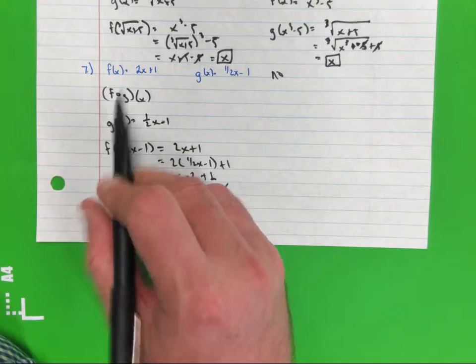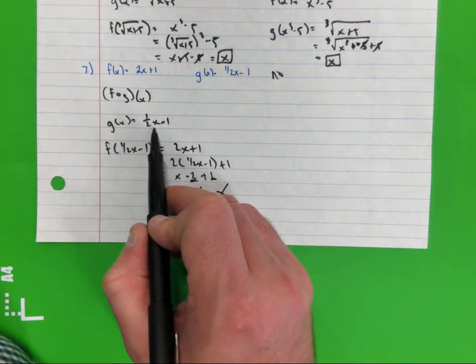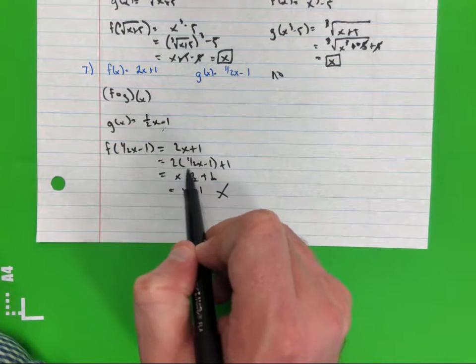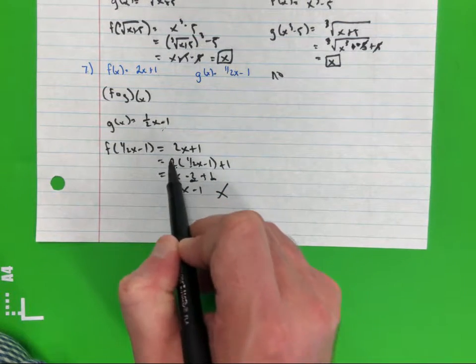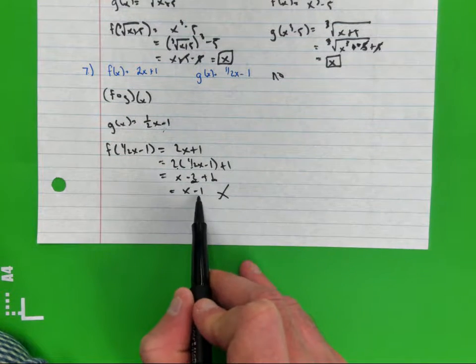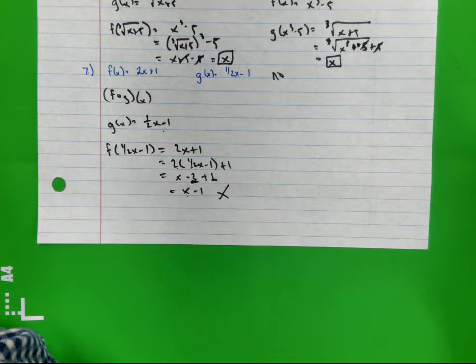Okay, f of g of x, x is closest to g. I'm going to plug that in. I get 1/2 x minus 1. I take that and plug that into f. 2 times 1/2 is x. 2 times negative 1 is negative 2. When I combine negative 2 and 1, they do not go away. You want just x, but I got negative 1. Does that make sense?